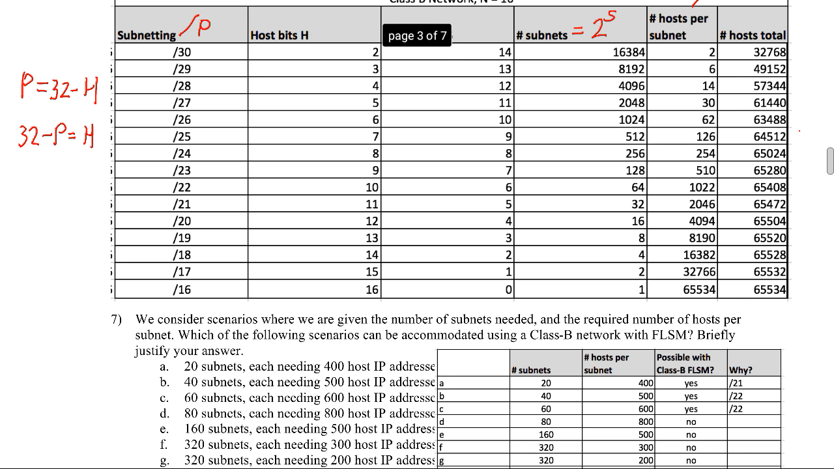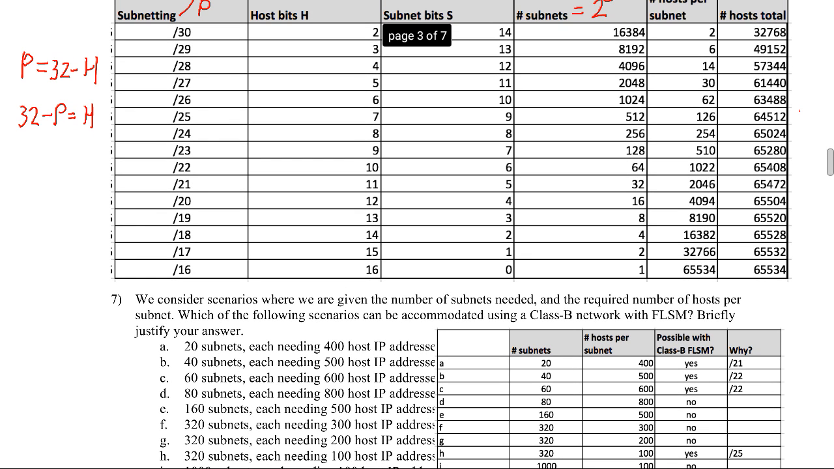F, G, and H are a sequence of 3. We're looking for 320 subnets, and we want to know if 300, 200, or 100 hosts fit. For the 320 subnets, I've got to go all the way up to a /25 to get myself 512 subnets, because 256 is not enough for the 320. But when I'm up at a /25, I've only got 126 hosts. So the 300 and the 200 don't fit, but the 100 does. F and G are both no, but H is a yes with that /25.